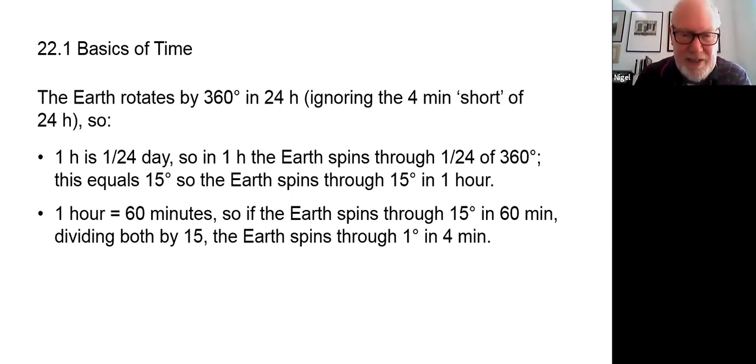1 hour is 60 minutes. So if the Earth spins 15 degrees in 1 hour, 15 degrees in 60 minutes, how long is it going to take to rotate through 1 degree? Well, we divide the 60 minutes by the 15 degrees and we get 4 minutes. Right, good. So the Earth spinning through 1 degree in 4 minutes, and maybe slightly less important, the Earth spinning through 15 degrees in 1 hour are going to be very important later. But it's that 1 degree in 4 minutes that we are really going to focus on.